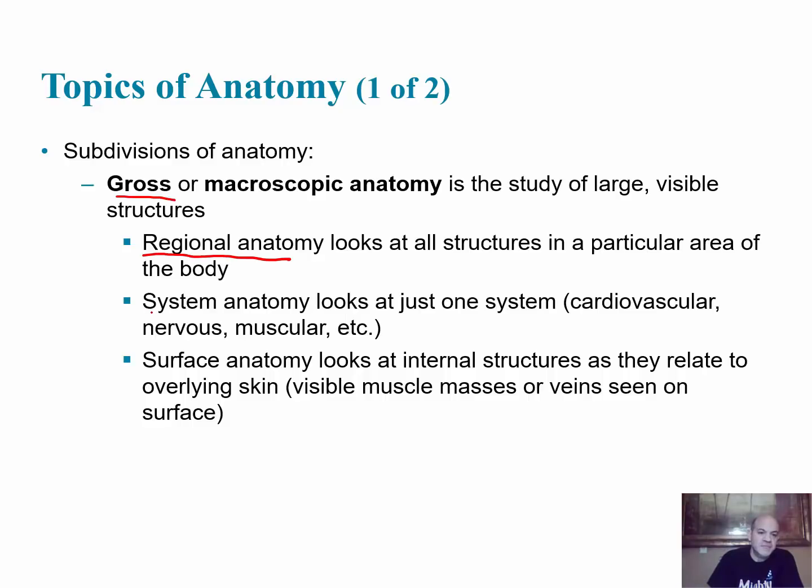And then there is system anatomy, and here you would look at systems instead. Examples might be the cardiovascular system, the nervous system, or the muscular system. That's another way that you can arrange your study in anatomy. In fact, that's the way this course and your textbook are arranged. We're going to be looking at a systems approach to anatomy. And then there's surface anatomy, where you look at internal structures as they relate to the overlying skin, for example, visible muscle masses or veins seen at the surface.